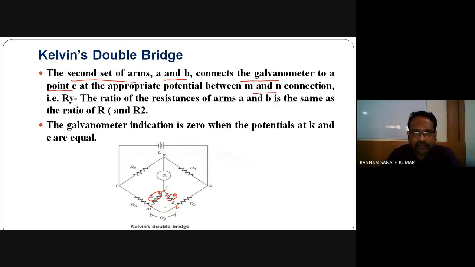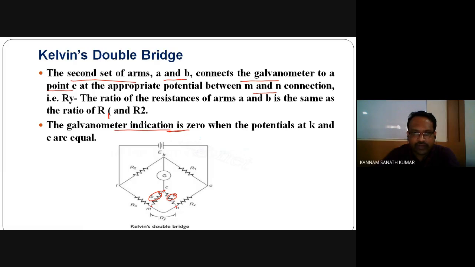The resistances between the arms are in the same ratio, R1 by R2. So when the galvanometer indicates 0, the galvanometer current is 0 and the bridge is said to be in the balanced condition.